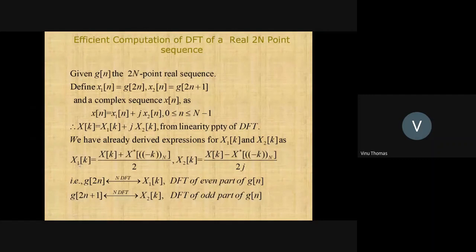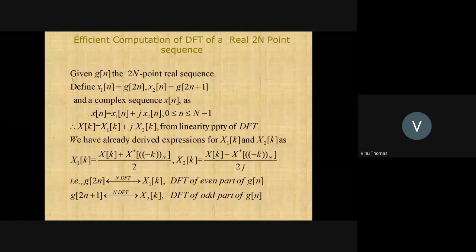And now you have seen from the previous expression that X1 of k is equal to X of k plus X star of minus k modulo N, divided by 2, and X2 of k is equal to X of k minus X star of minus k modulo N, divided by 2j. So what does it mean? It means that g of 2n has an N-point DFT given by X1 of k, which is the DFT of the even part of g of n, and g of 2n plus 1 has an N-point DFT given by X2 of k, which is the DFT of the odd part of g of n.